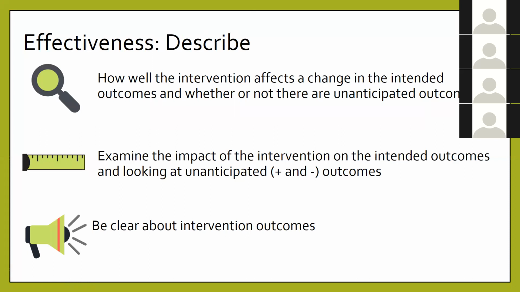And within the effectiveness dimension, it's important to be clear about the outcomes that the intervention was trying to achieve. And these outcomes would have been specified when developing the intervention and when planning upfront for its evaluation.